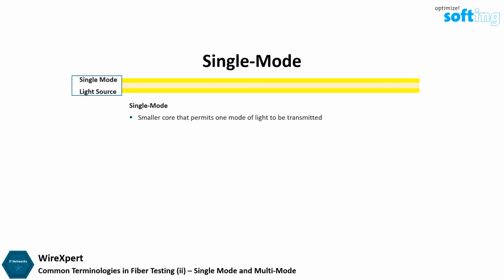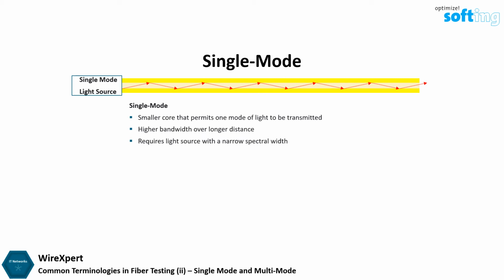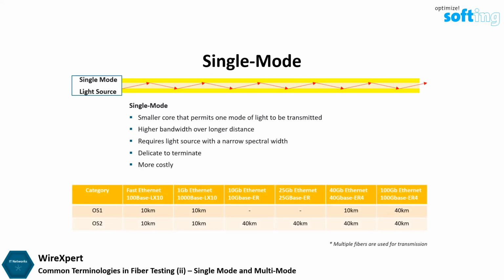Single-mode fiber has a smaller core size that permits only one mode of light to be transmitted. Single-mode fiber carries a higher bandwidth and can be run over a much longer distance than multimode, but it requires a light source with a narrow spectral width. Single-mode fibers are more delicate to terminate and are often more costly.